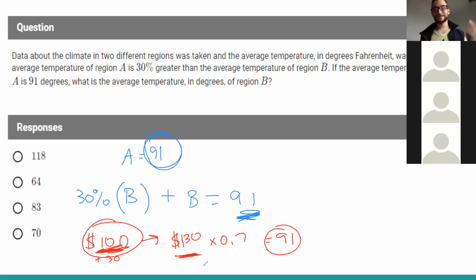All right. So A is 91, and then we know it's 30% greater than B, so you have to back solve it that way. So the answer would be 70. Does everyone feel comfortable as to why our answer here would be D?